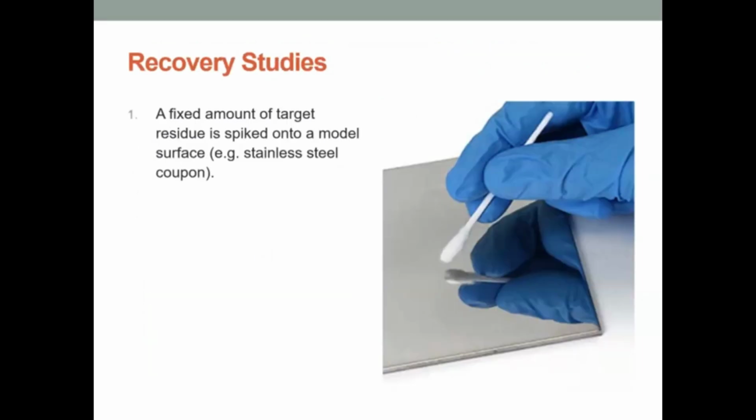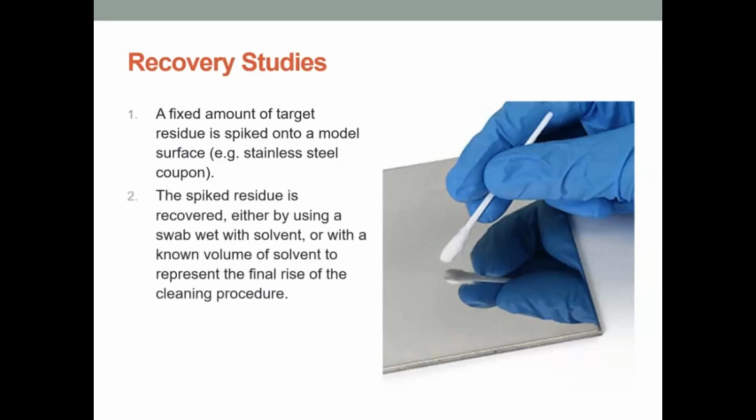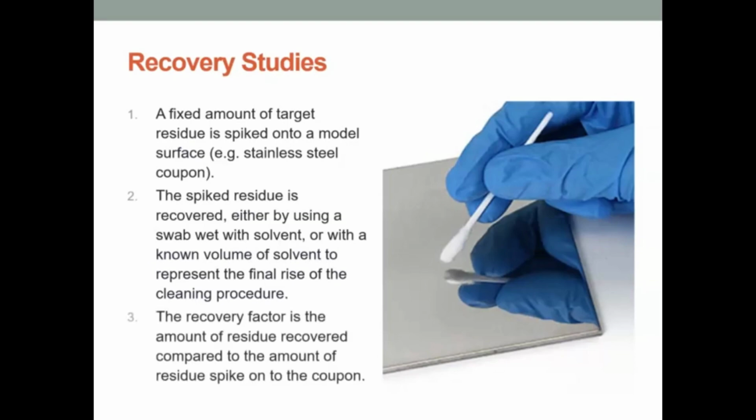Recovery studies. Recovery studies are used in advance of a cleaning validation to ascertain how the recovery of the residues will be in the main cleaning validation. In these, you would add fixed amounts of target residue spiked onto a model surface, like a stainless steel coupon, for example. The spiked residue is recovered either by using a swab wet with solvent or with a known volume of solvent to represent the final rinse of the cleaning procedure. The recovery factor is the amount of residue recovered compared to the amount of residue spiked on the coupon. So you want to make sure you get as close to 100% back in your recovery as is possible.